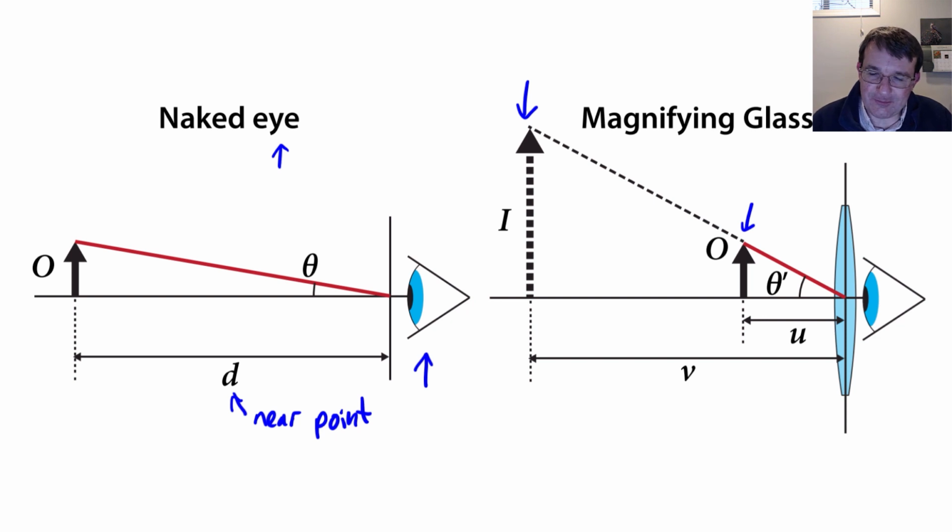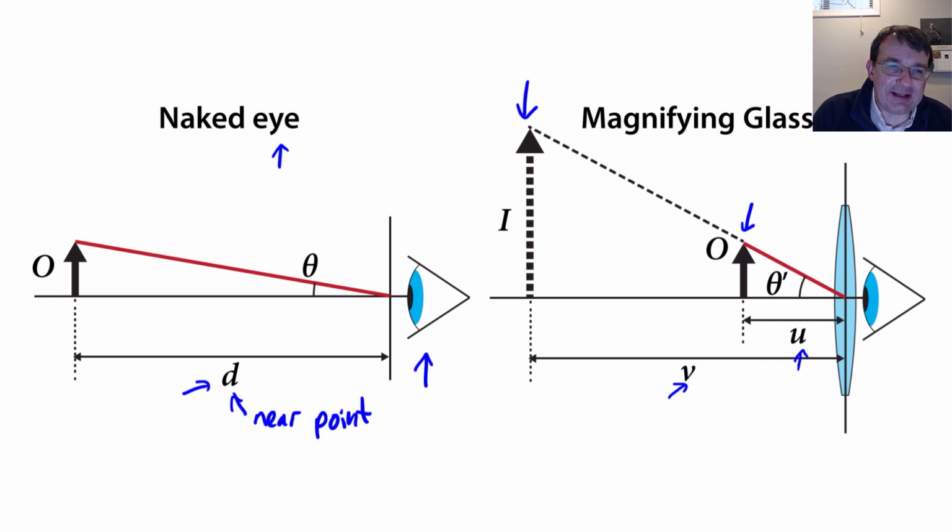So in order to define the magnification factor here, it's not going to be helpful to compare the heights of these objects, because we haven't just got a height involved, we've also got a distance away from the eye. In this case, the object is a distance d away. In this case, the object is a distance u away, and in fact we're focusing on the image, which is a distance v away.